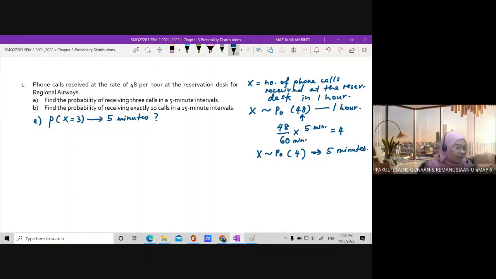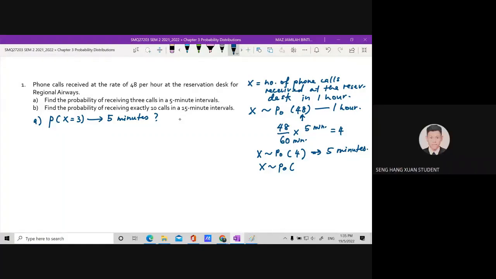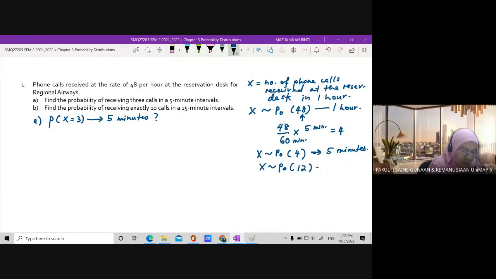Okay, so we have another one for 15 minutes. What about for 15 minutes? How many? 4 multiplied by 3, since 5 minutes to 15 minutes is three times. How much? Twelve. Yes, 12. So this one is for 15 minutes.